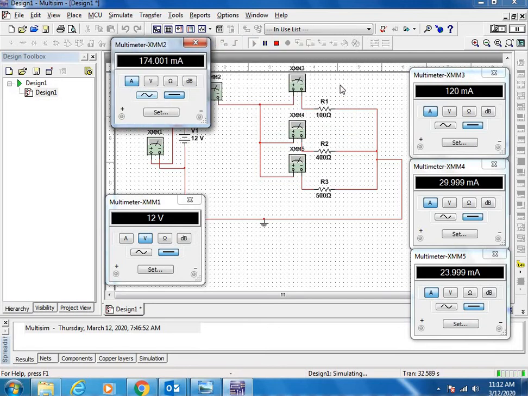In the same way, we will do the calculation for each branch current: I1 equal to V by R1, I2 equal to V total divided by R2, I3 equal to input voltage V divided by R3 resistance. So these values you will get easily. You can compare both of them.